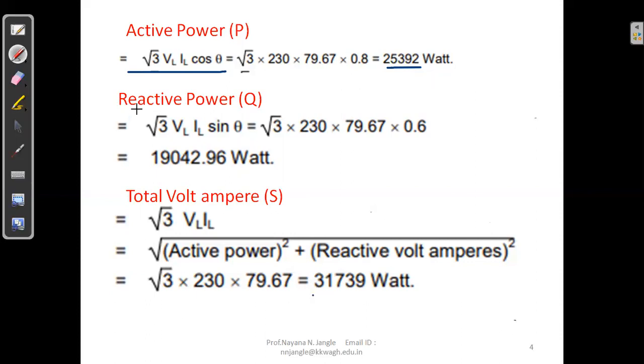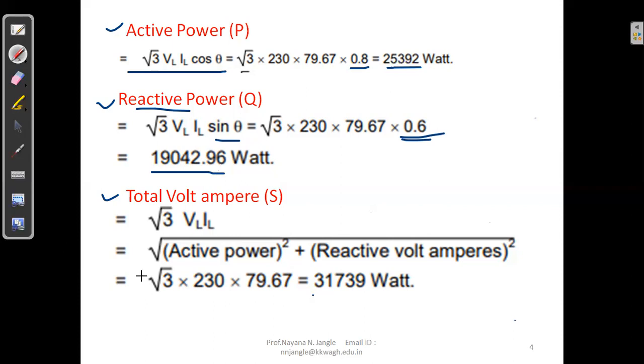Okay, then next, reactive power. Reactive power is calculated by the formula root 3 VL IL sin theta. So root 3, VL is 230 volt, IL is 79.67 and it is sin theta. Cos theta is 0.8, and if we convert it to sin, you will get 0.6. So reactive power after calculation is 19,042.96 VAR.